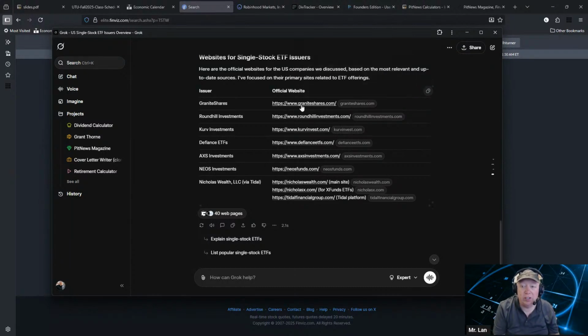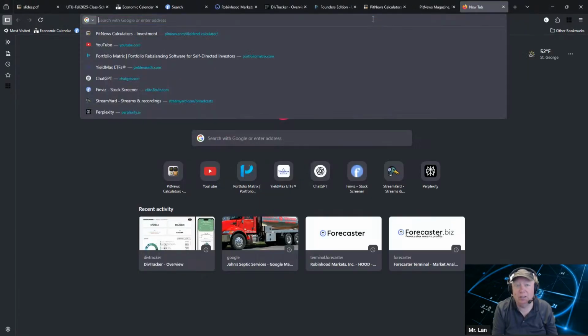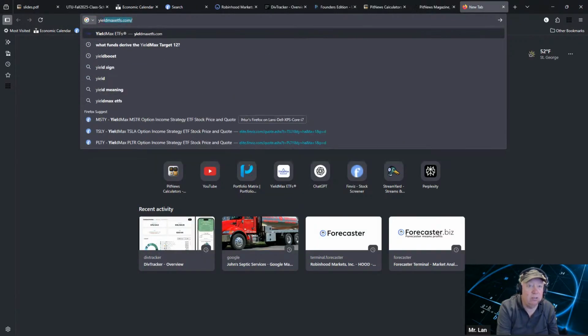So this is Granite Shares, Round Hill, Curve, Defiance, Axis, Neos, Nicholas. But the one we're most interested in, I told him to give me everything but YieldMax, because I was going to assume that we already had YieldMax. YieldMax isn't in the list, but YieldMax is my favorite. So we're going to go YieldMax.